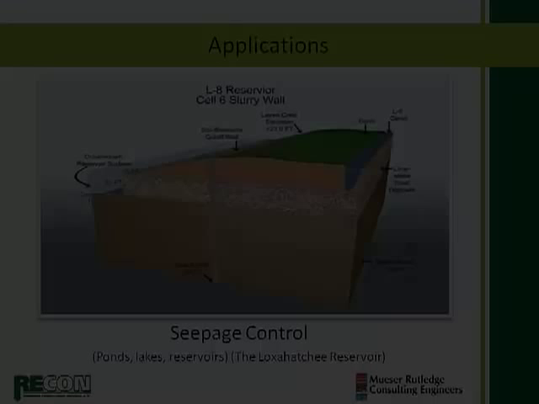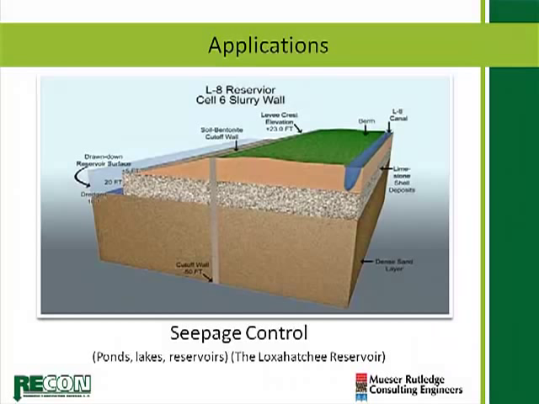The third discussed application is seepage control. In front of you is the schematic of the application in place at the Lacahatchie Reservoir in Florida. In this particular application, the hydraulic barrier is controlling the flow of water from one area to another. The method is necessary due to differential gradients on either side of the wall. This method is particularly useful for controlling water levels in ponds, lakes, and reservoirs, where collecting the water for future use is the main objective.